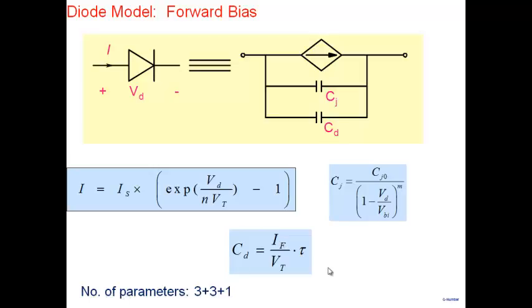So going back, we said that with these 7 parameters you have the entire model at your disposal, and you can begin to use it in the circuit. You can then calculate the diffusion capacitance, the junction capacitance, and the current.